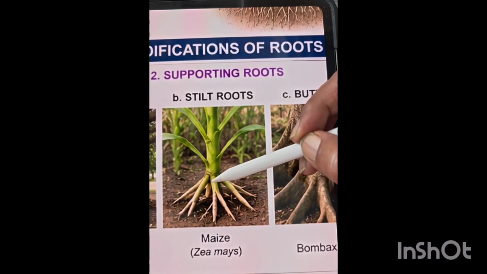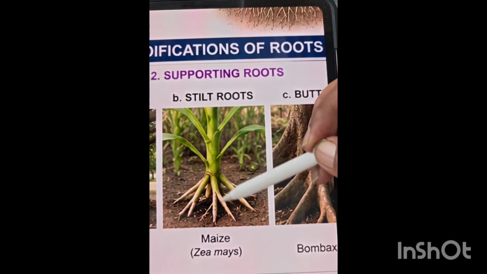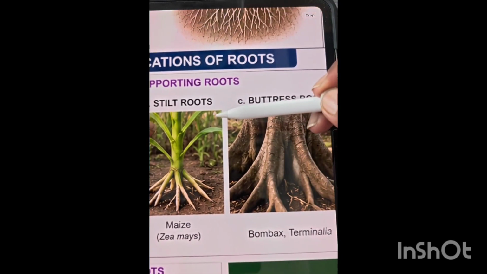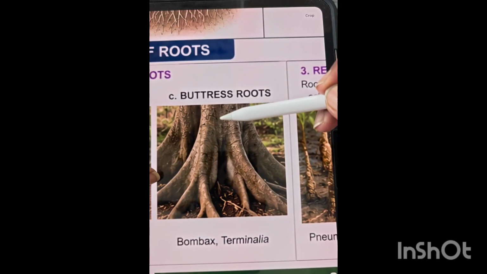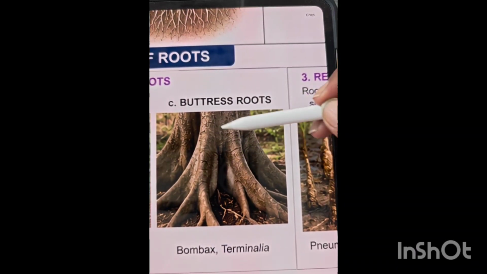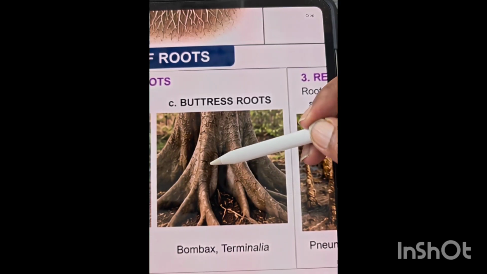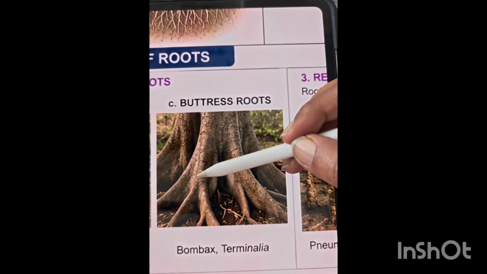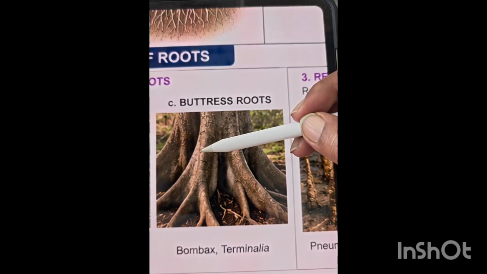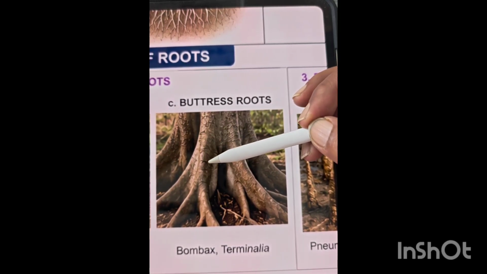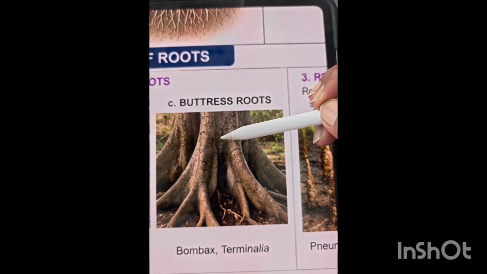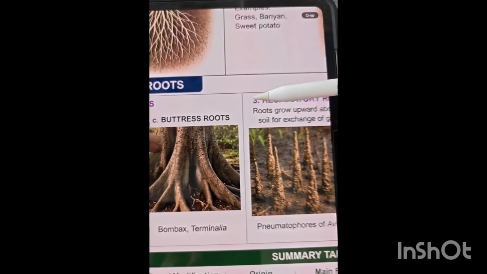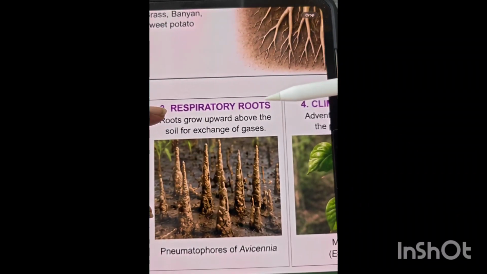The second type is the stilt root, very commonly seen in maize and sugarcane, where from the nodal regions at the base such root-like structures arise. That is called stilt root. The third type of supporting root is the buttress root. You have very commonly seen this type. The picture here is small, but you might have seen very big, large old trees with such modifications. They are called buttress roots, which support the whole tree structure.